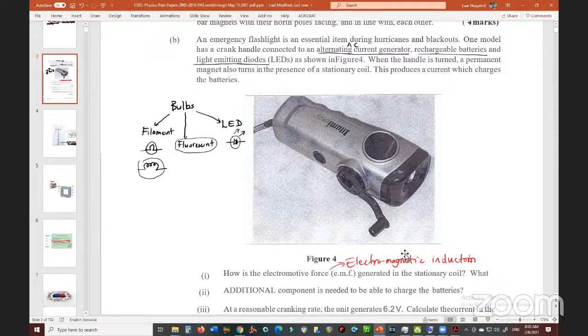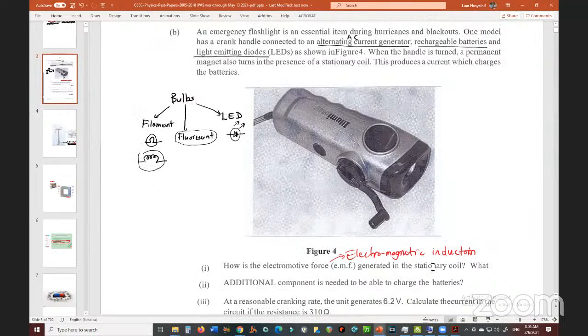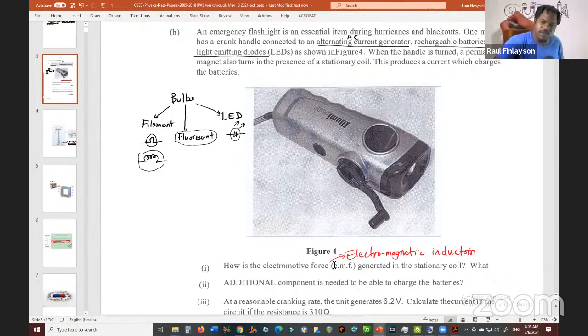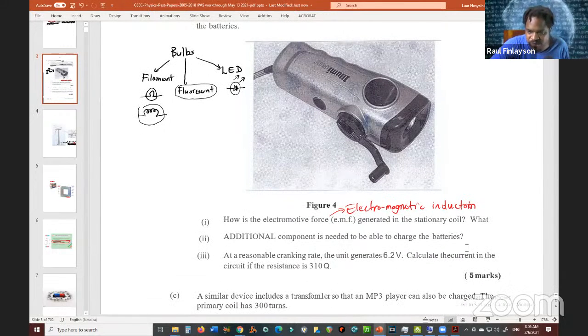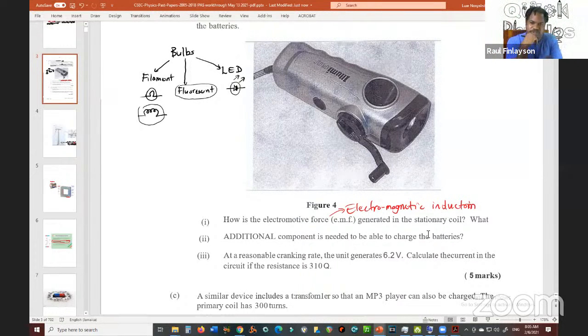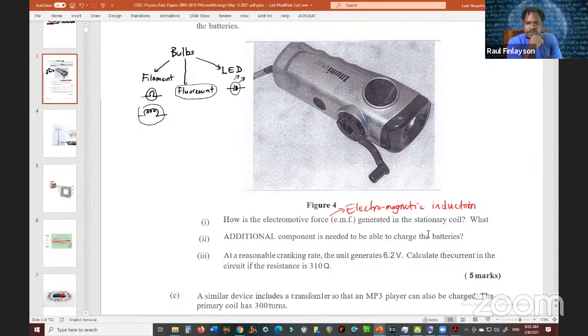So let's see how it is. You get 1 mark for that, but I'm pretty sure they would want more for the other marks. There are 5 marks for everything here. Electromagnetic induction will give you some marks. They also ask what additional component is needed to be able to charge the batteries. I think what they're trying to say here is that the batteries use DC current, so you cannot use AC current to charge it. What additional component is needed to charge these batteries?